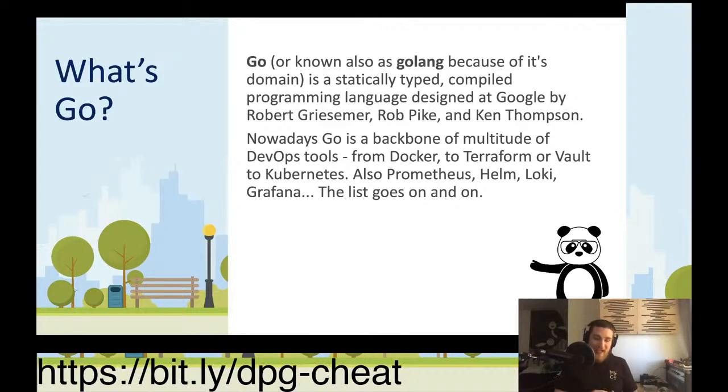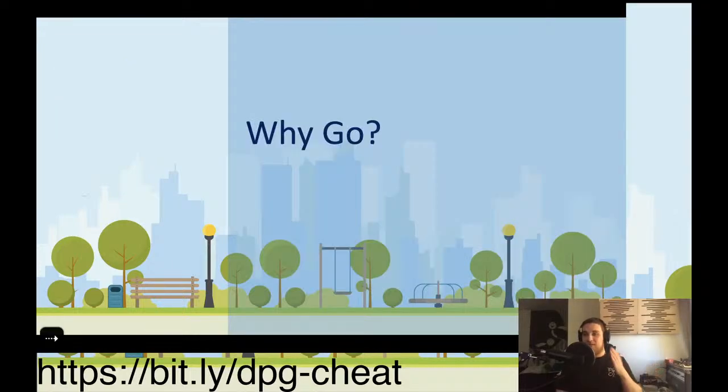Nowadays, Go is a backbone of a lot of DevOps tools, from Docker to Terraform to Vault to Kubernetes, Prometheus, Helm, Loki, Grafana, all the keywords any recruiter wants to see on your CV. So you can ask them if they are DevOps tools or Pokemons. Yeah, but that leads us to, why do Go?